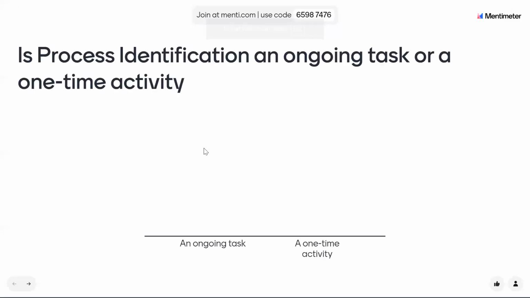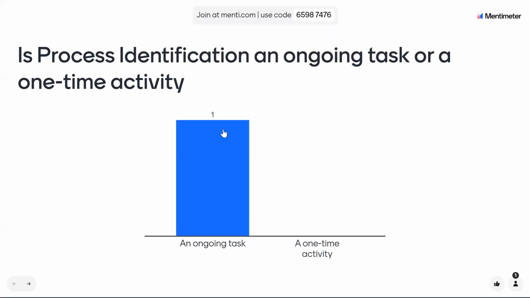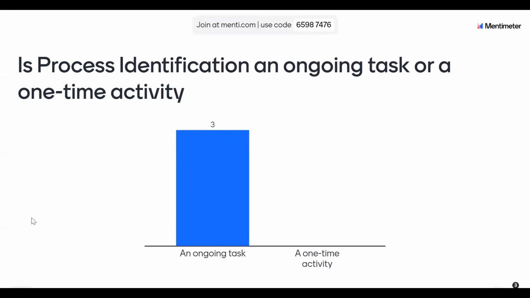Okay, so the question is: is process identification an ongoing task or a one-time activity? Do we have to do process identification again and again, or is it one time, or is it an ongoing task? Everyone has to answer; there are about 34 students here. So try to answer this quickly, everyone. You can use either the link that I have shared in the chat box, or go to menti.com and type this code. Then you have to select either an ongoing task or a one-time activity.